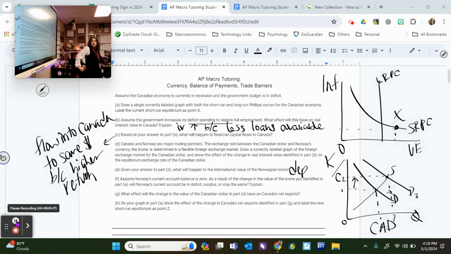Assume Norway's current account balance is 0. As a result of the change in the value of the krone that you identified in Part E, remember the krone depreciated, will Norway's current account be in deficit, surplus, or stay the same, and explain?